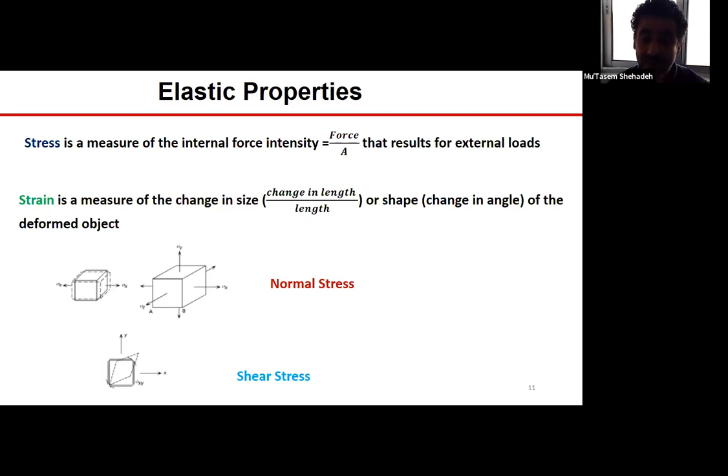On the other hand, if you have, let's say, a piece of bonded blocks and you try to slide them one on top of the other, you're applying a shearing stress on the sample. As a result of the application of the stress, the material can undergo either a change in size, which is what we call normal strain, or a change in shape, which is what we call the shear strain.